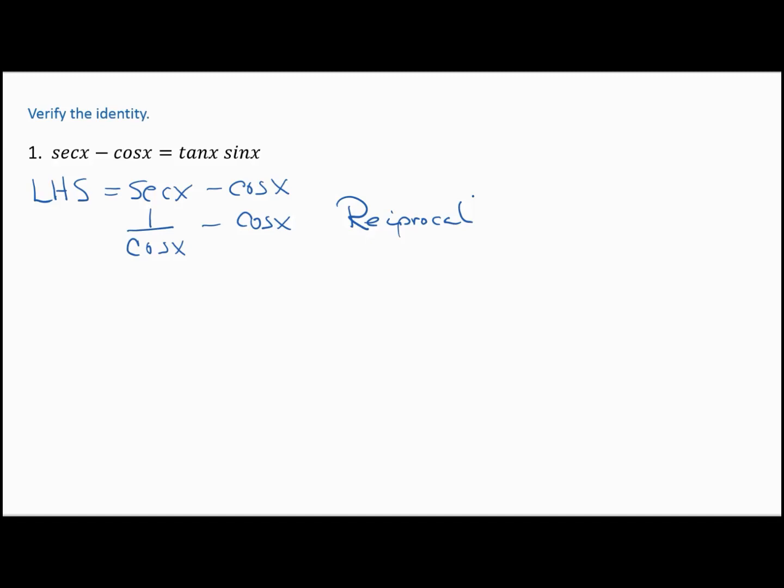Now the next thing I'm noticing is my right-hand side doesn't have any addition or subtraction in it. My left-hand side, the one I'm working on, does, which means somehow these have been combined together. How about a common denominator? So remember, this cosine of x is really over 1. So what I'm going to do is multiply cosine of x by a unity fraction. So I have 1 over the cosine of x minus cosine of x.